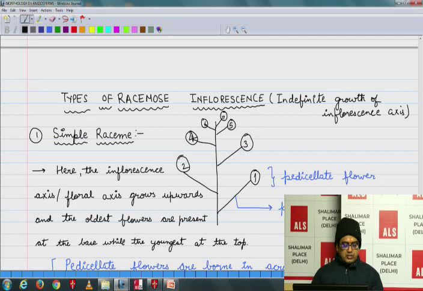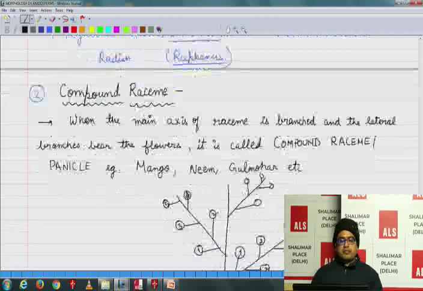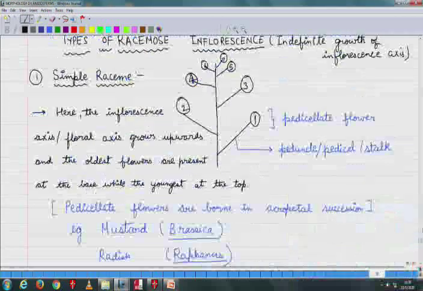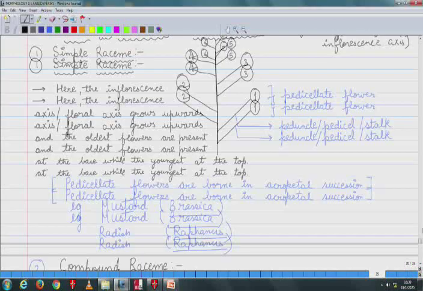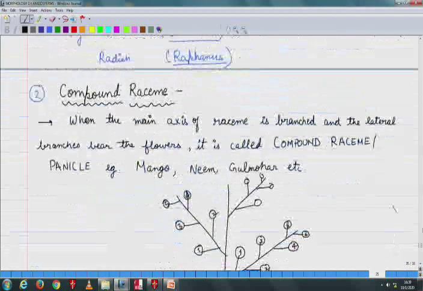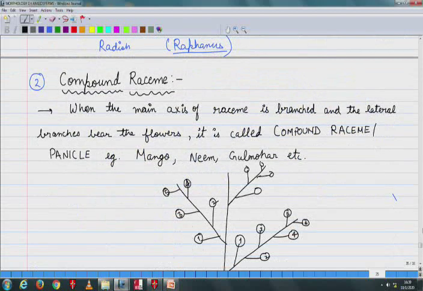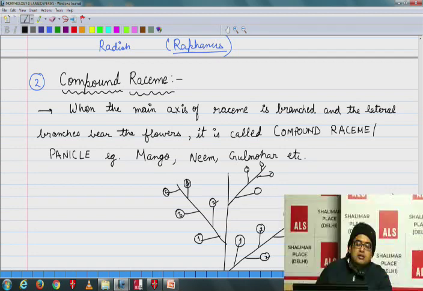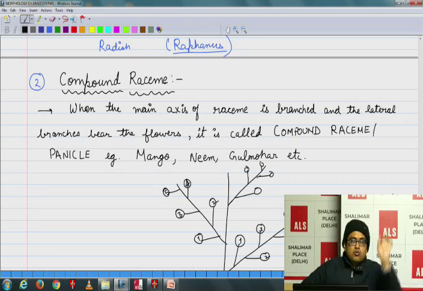Now imagine if a similar thing is happening to compound raceme. If you branch the inflorescence axis, it becomes compound raceme. Now what will happen if you remove the pedicel from compound raceme also? If you do that, you will get spike of spikelet. Here you can see lots of pedicels, right? Lots of flowers having a small stem, a small pedicel, small stalk. If you remove that, it becomes spike of spikelets.